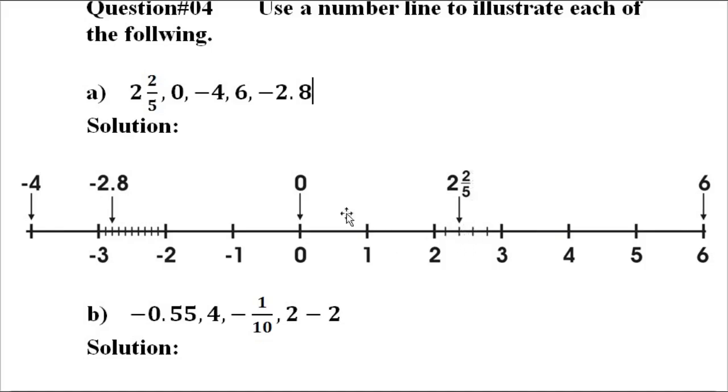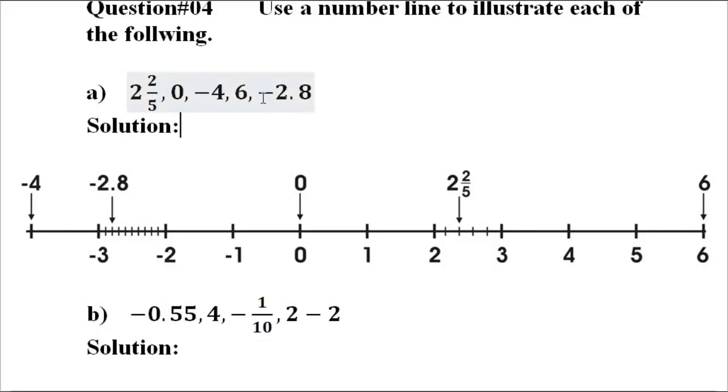The next number is 0, which lies at the center of the number line. The third number is negative 4. Here are negative 1, negative 2, negative 3, and negative 4. This means that negative 4 is located 4 units to the left of 0. Our next number is positive 6. Number 6 lies 6 units to the right of 0.